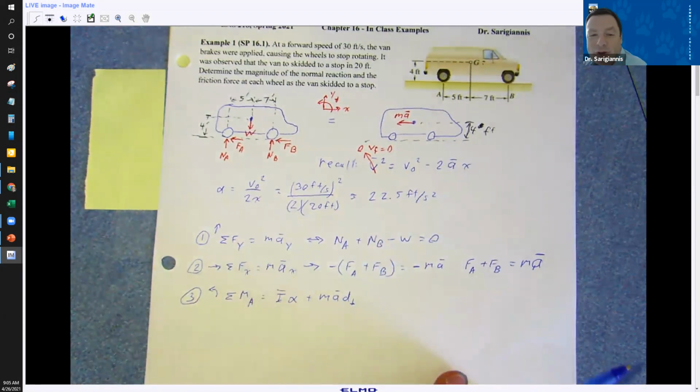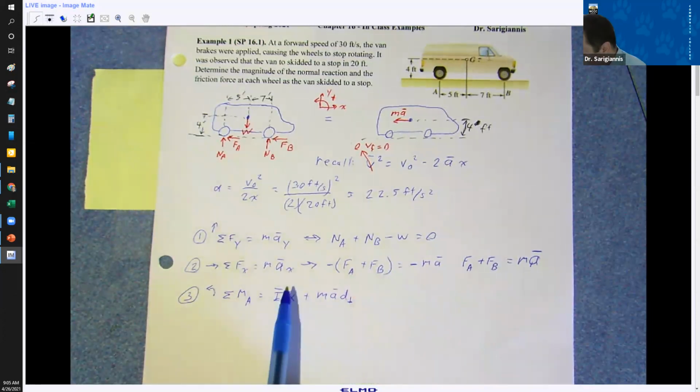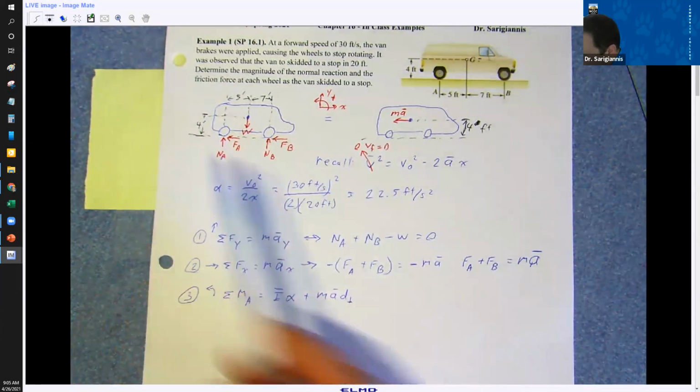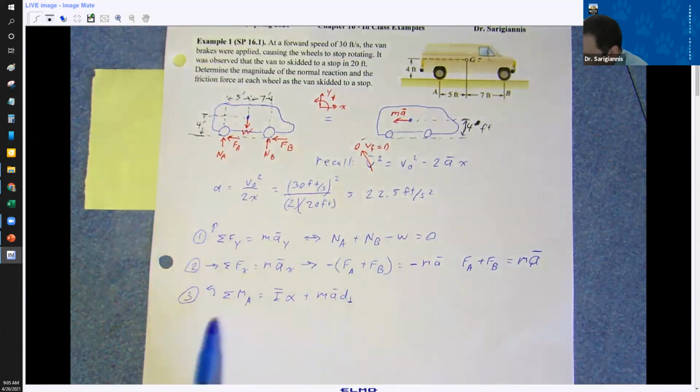Now we go here, we have the sum of the forces in y equals 0, and we can see it consists of the normal forces and the weight. Sum of the forces in x is the mass times acceleration. The way we've drawn it so far, everything's acting backwards, so we'll see what happens there. And then some of the moments.